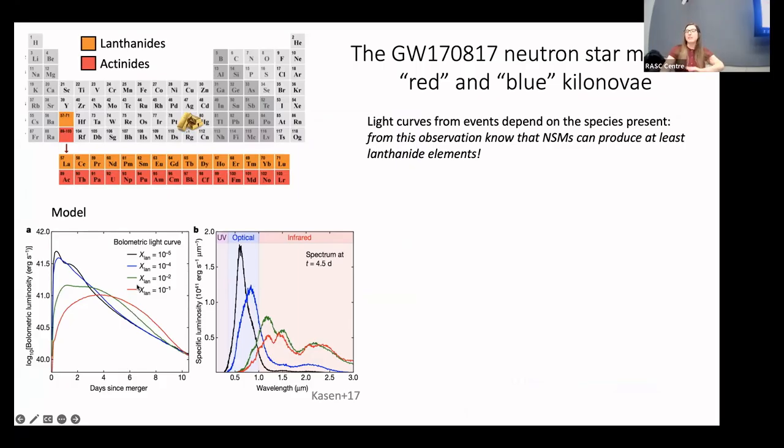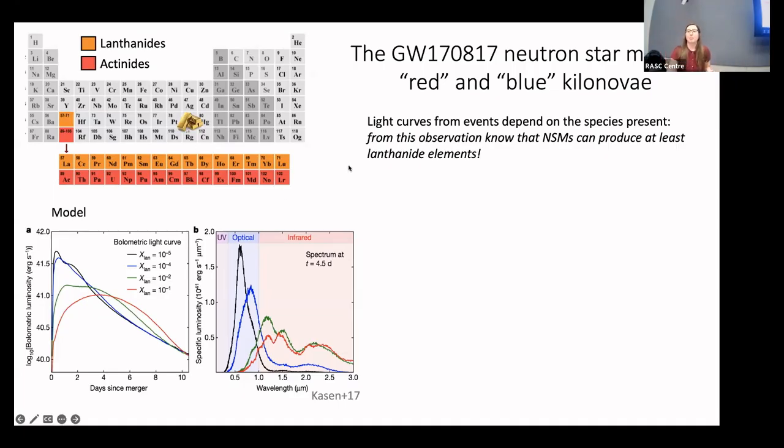On the left, you see a model. What this model is telling you is the luminosity, essentially the magnitude of the light that you're receiving, and how much that changes as a function of time if you had more and more of these lanthanide elements present. You see these orange elements. This is the F block of the periodic table.